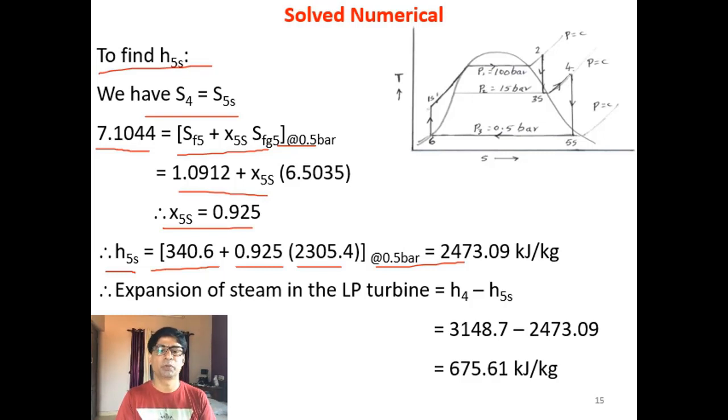So here, 5s, as you can see, is on 0.5 bar line. So this formula as well as this formula, it is the same formula, only entropy is replaced by enthalpy, that's all. So both have to be noted at 0.5 bar, and therefore now you find out H5s. So you can find out what is the expansion of steam in the LP turbine, that is H4 minus H5s as 675.61 kilojoules per kg.